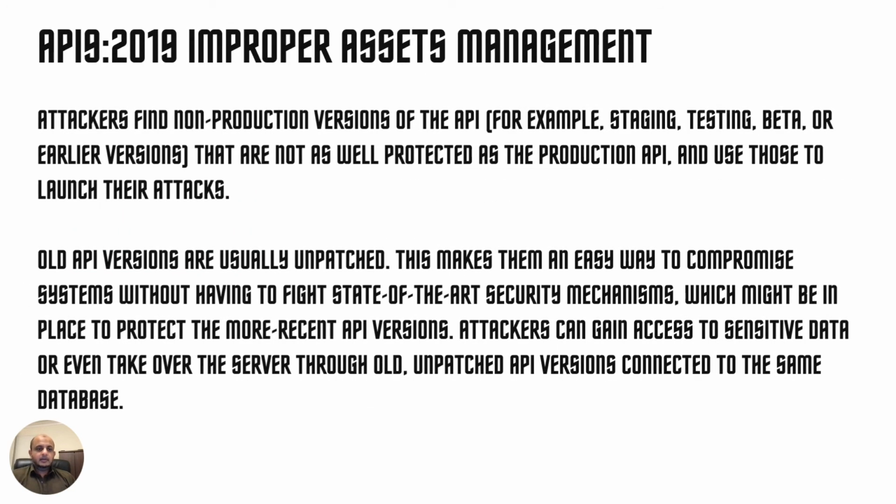Okay. Moving on. Number 9, we are almost at the end here, guys. Number 9 will be improper assets management. What does that mean, by the way? It's very simple. It's a very, very simple attack. You have APIs, right? Supposing you had an API version 1 and the API was not secure, and then you fixed it.